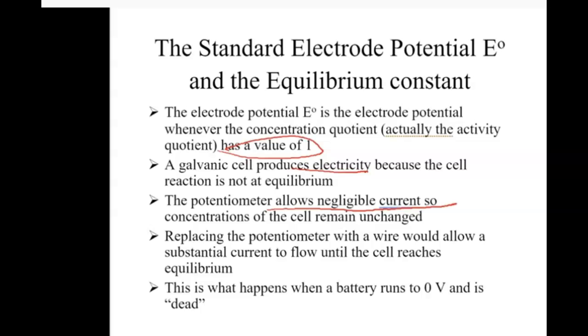The potentiometer that we have to measure the current must be a high resistance device. Otherwise, if it allows a lot of current to pass through, the battery essentially dies within a very short period of time. So the potentiometer must have a very high resistance for it to be a workable device, right? If you were to replace that potentiometer by a wire that is highly conductive, that would make that cell reach equilibrium almost instantaneously. And of course, that would defeat the purpose of us having this particular voltaic cell working for us. So the battery runs to 0 voltage very quickly.